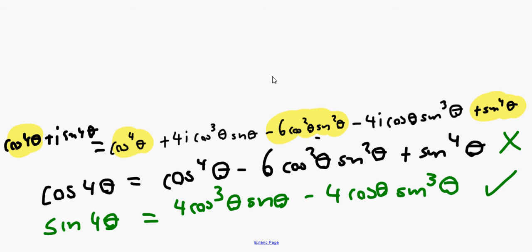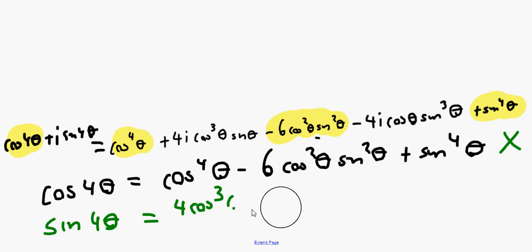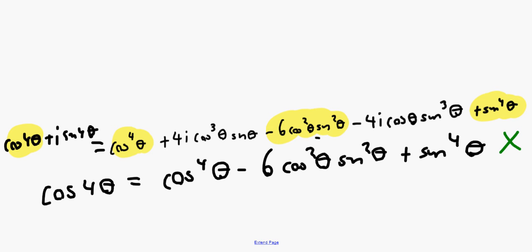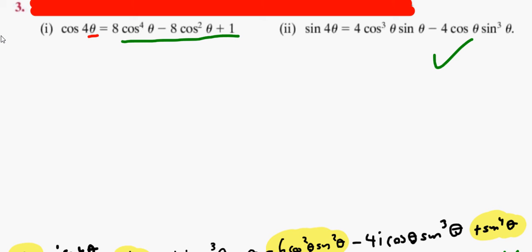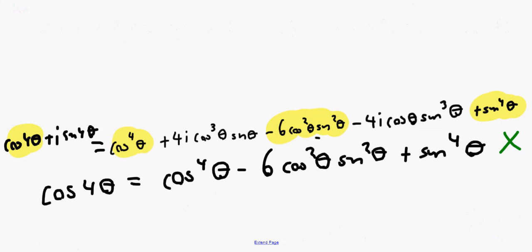So, suggestions, lads. Anybody got anything for me? Now what does it want from us? It wants us to have 8 cos theta to the power of 4 minus. So there's no signs allowed.